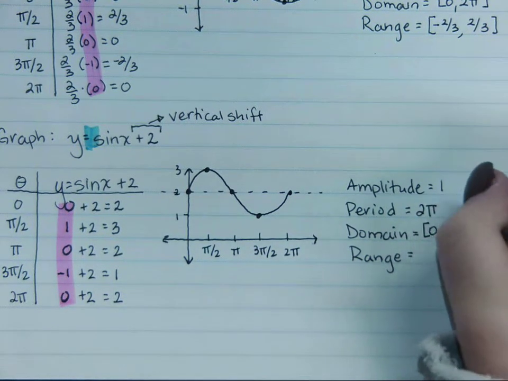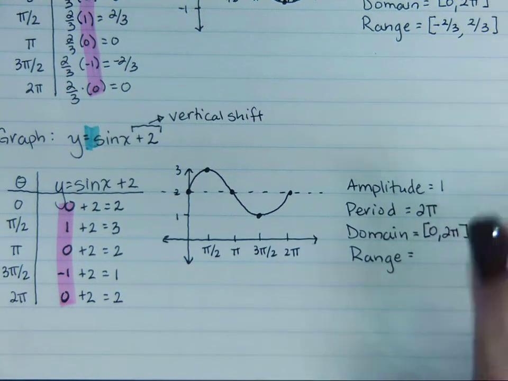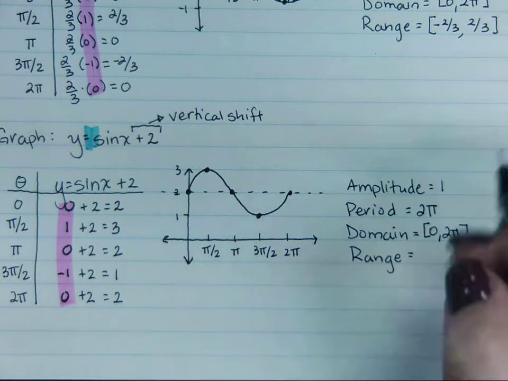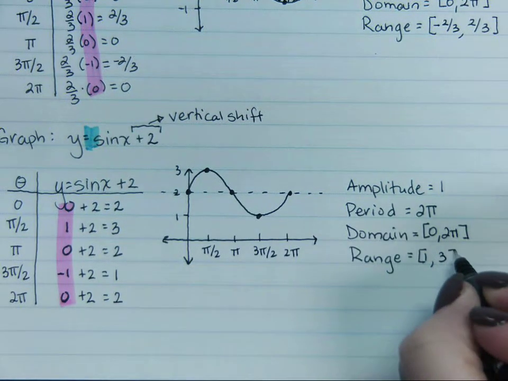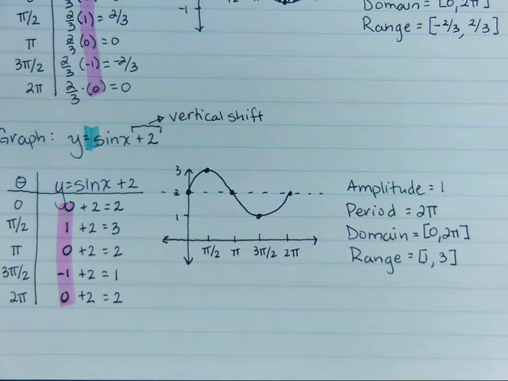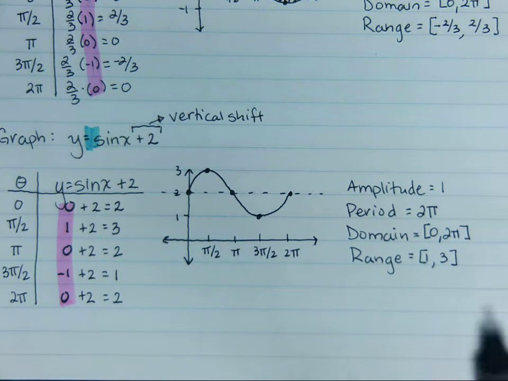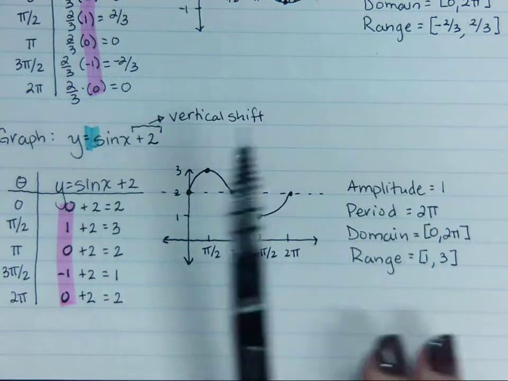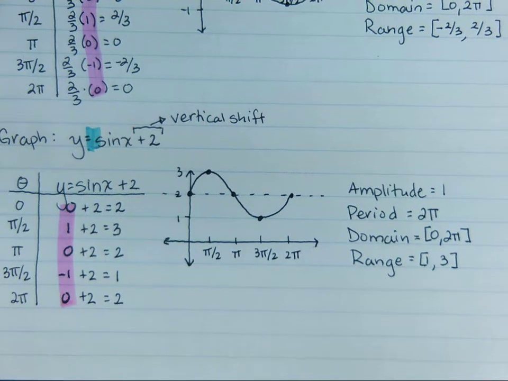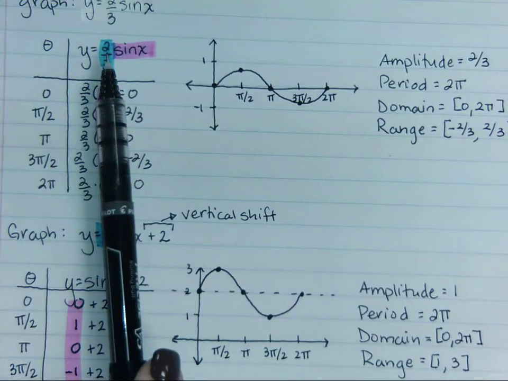Domain still went from 0 to 2 pi. And now my range, the lowest point on this graph starts at 1, and the highest goes to 3. So the only other thing that we really need to focus on when we're talking about sine curves for today is not just what happens with a shift up or down, but what happens if we put, say, a negative in front, and how that affects things.